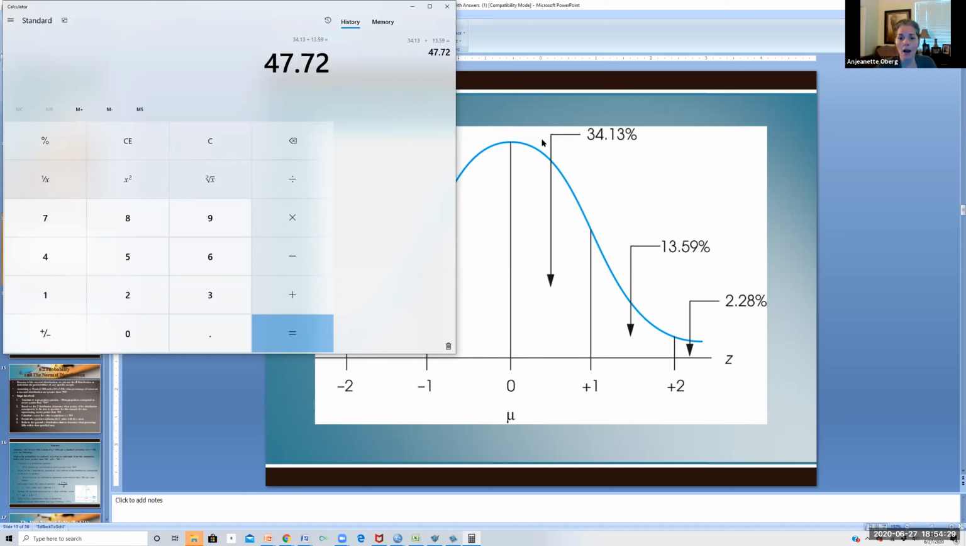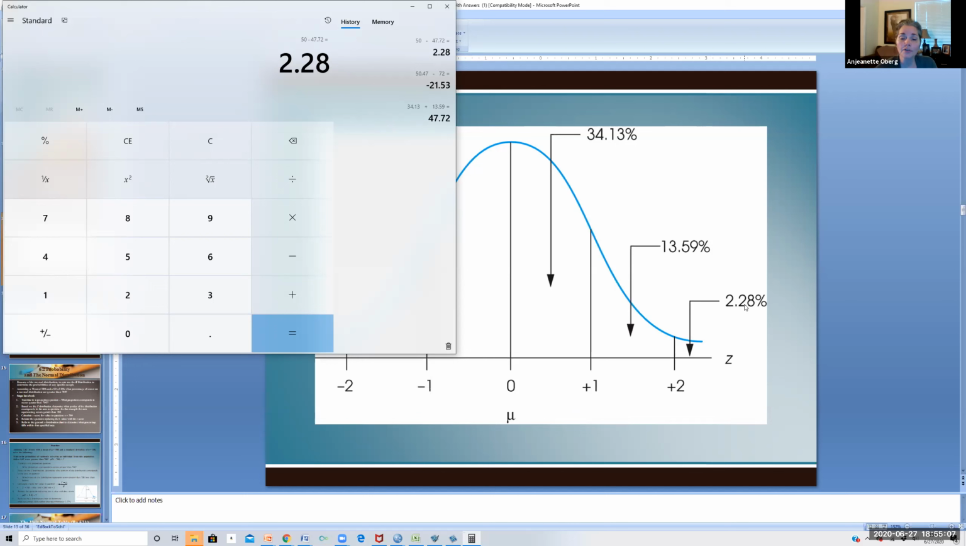47.72% of our data. Remember that this whole side of the pie is an equal 50% because this is the median, right? It's the point at which 50% falls on the right and 50% falls on the left. So I know if I just take 50 minus the 47.72, that only leaves 2.28% left of the 50% of the pie. And notice above a 2 z-score is 2.28% of the population.